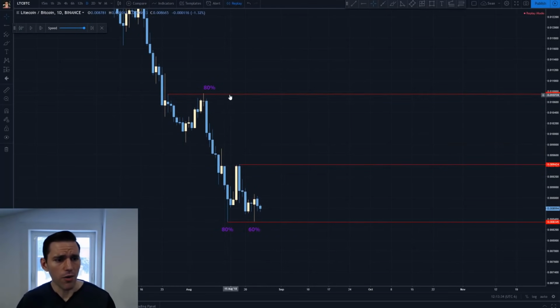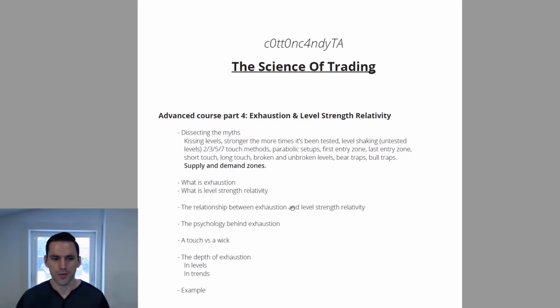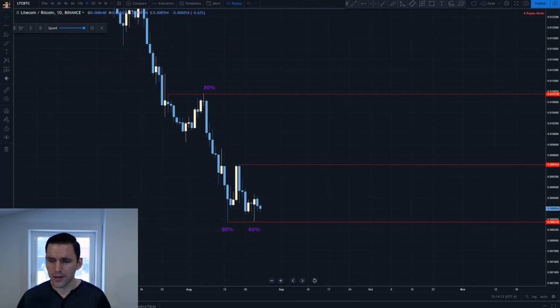So now, this is where things get a little different, okay? I now mark out my levels differently. If we go back to our sheet here, what is exhaustion and what is level strength relativity? There we go, nailed it. So now we know what exhaustion and level strength relativity are, how we use them, what the relationship between them is, and what the confines of that are. We talked about the psychology of exhaustion, but we'll continue to dissect that as this goes.